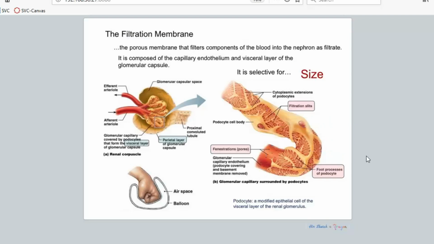Now, what is this filtration membrane selecting for? Is it selecting for charge? What determines what actually moves out of the blood through this filtration membrane and becomes part of the filtrate? And the answer is size here. We're selecting for size. And specifically, are small or large molecules going to be able to become part of the filtrate? It's only small molecules that are going to make it through that filtration membrane and become filtrate in the glomerular capsule here.